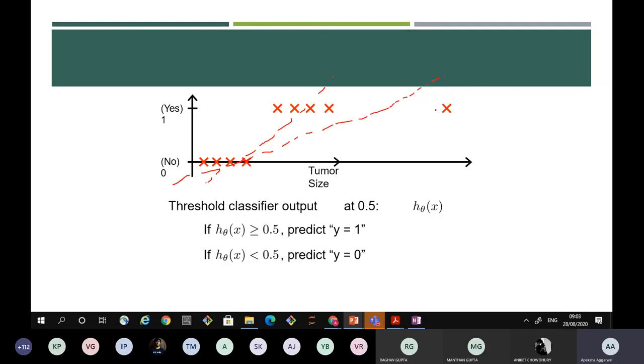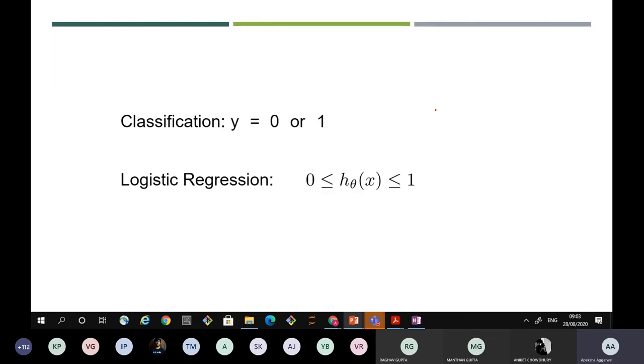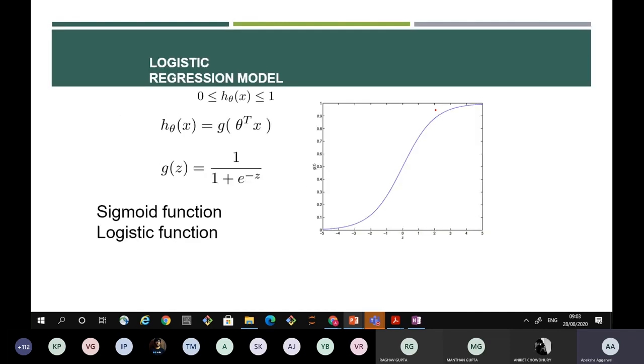classifying between two classes. So we need some additional details over linear regression to make it a logistic regression, to make it work for the classification problem. So here we will use a sigmoid function. So why do we use sigmoid function? Because output of sigmoid function is between 0 and 1.